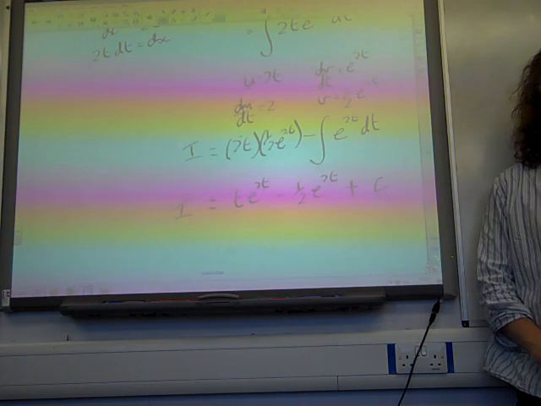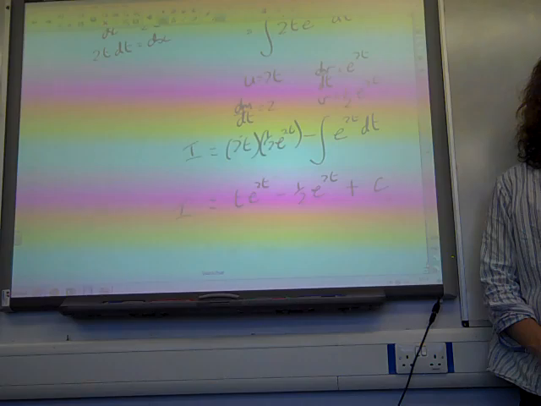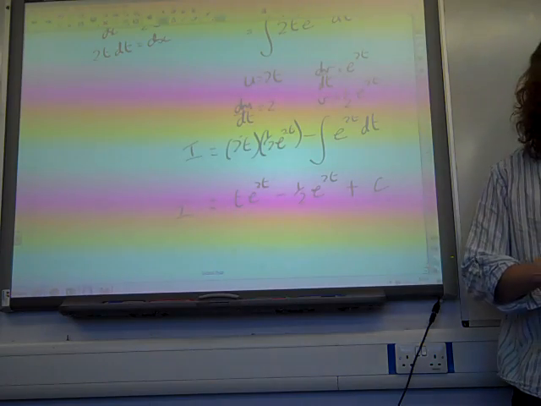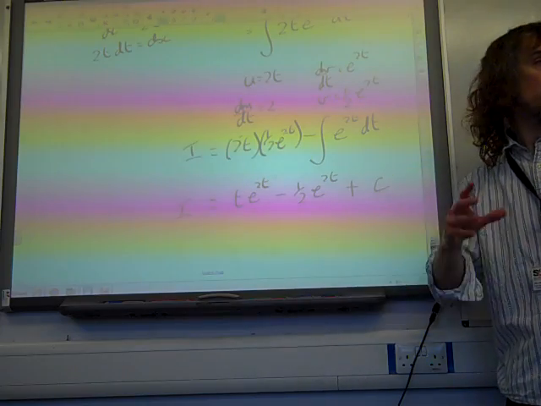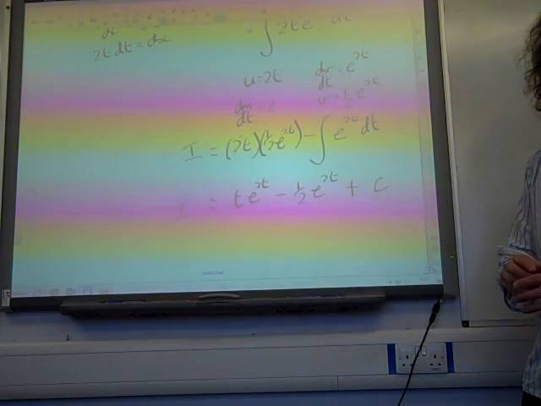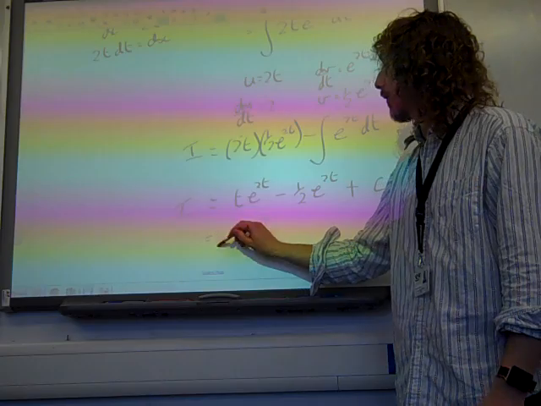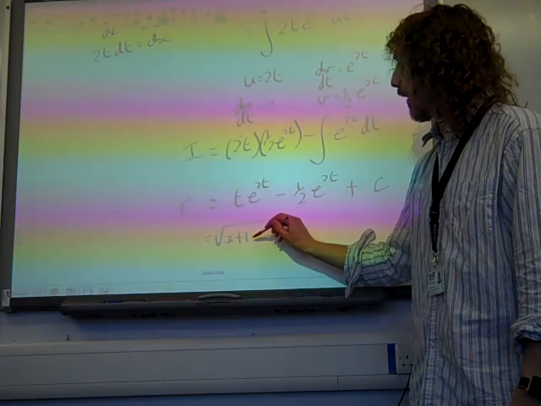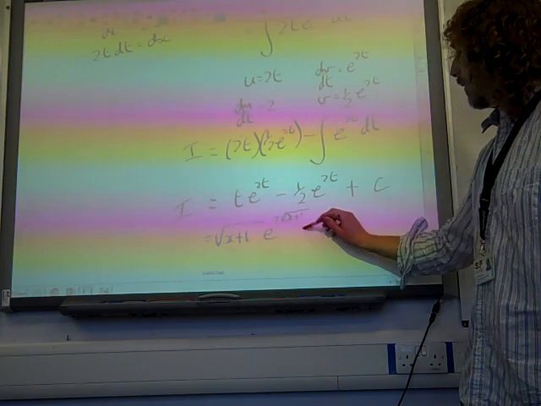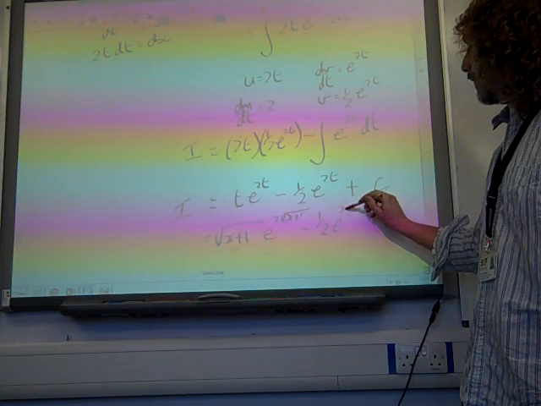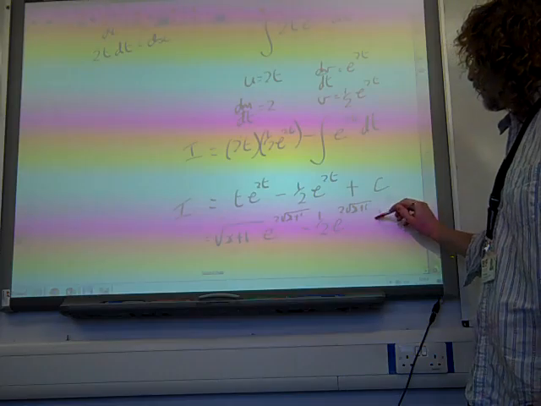At this point, hopefully we have enough awareness to realise that we've left it in t, and the question was all about x. So even though we've gone straight from substitution into doing integration by parts, we have to return to the substitution and unpack the substitution at the very end. So that is root x plus 1, it was root x plus 1, wasn't it? So e to the 2 root x plus 1, minus half e to the 2 root x plus 1.